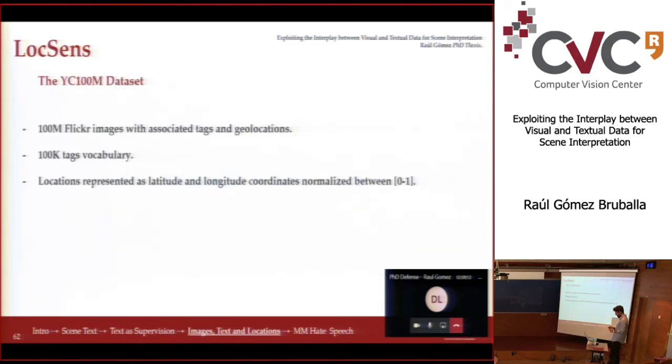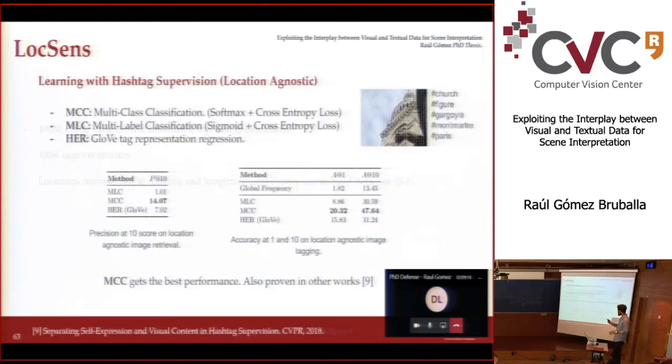So in this chapter we work with a large-scale dataset consisting of 100 million images from Flickr with associated tags and geolocations. We're going to work with a large vocabulary of 100,000 tags and with locations represented as latitude and longitude normalized between 0 and 1.